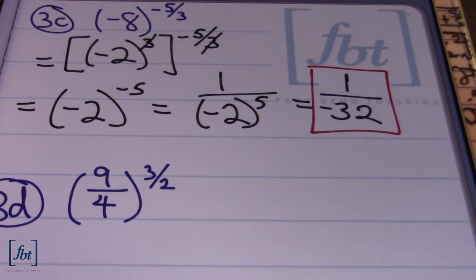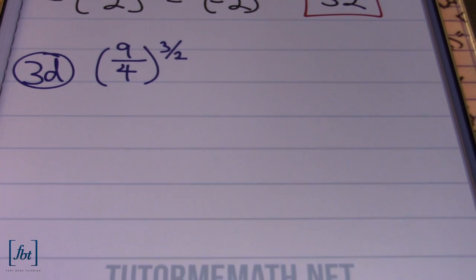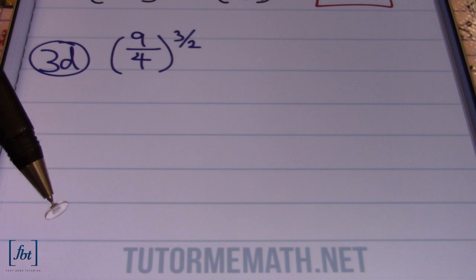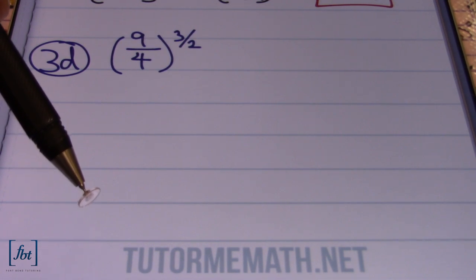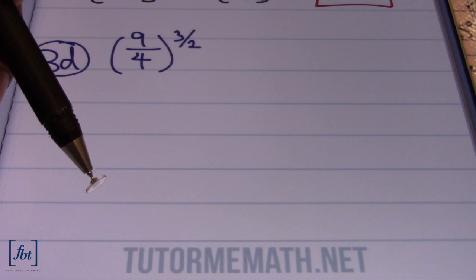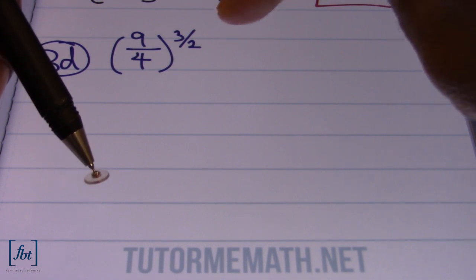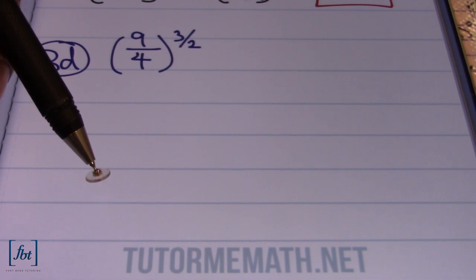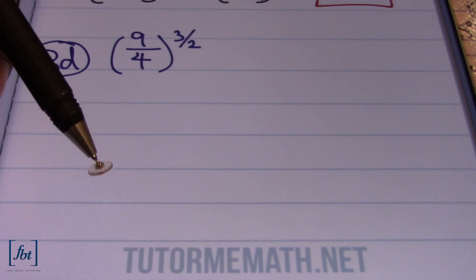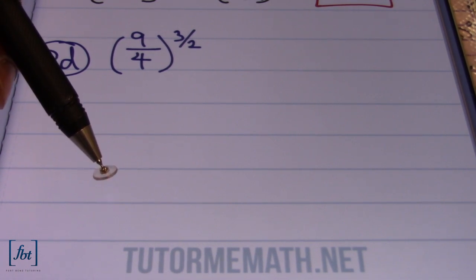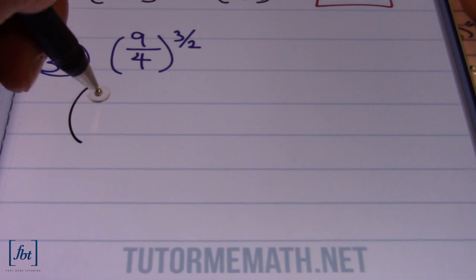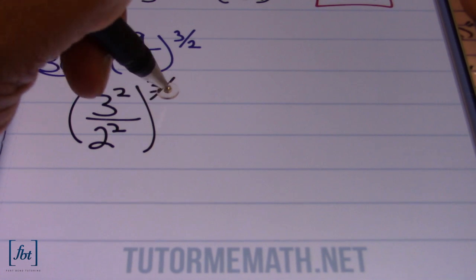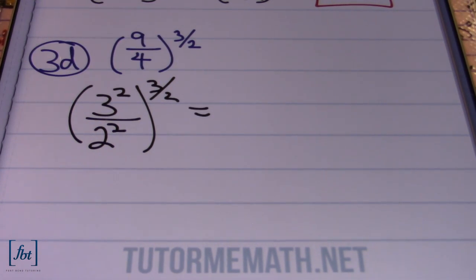Let's continue. 3D. We have the quantity 9/4 being raised to the 3/2 power. We already know the driving force of this problem is that denominator of 2. And with the fractional exponent, we know we're looking for perfect squares. Even though I could do this different ways, I'm going to go ahead and show that 9 is a perfect square because it's 3 squared, 4 is 2 squared, and it's all being raised to the 3/2 power. I'm going to go with this method.